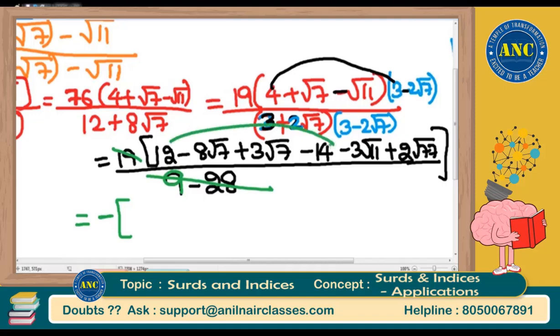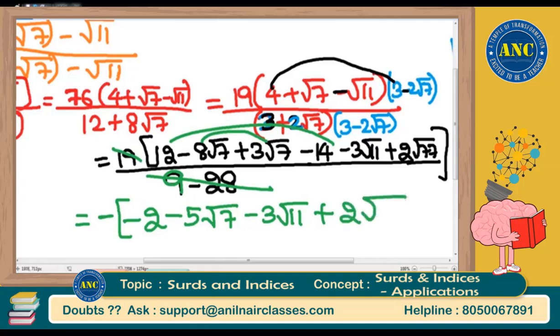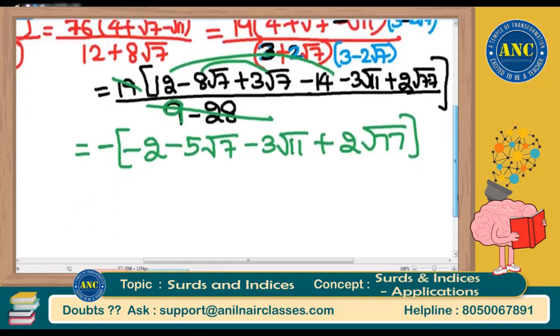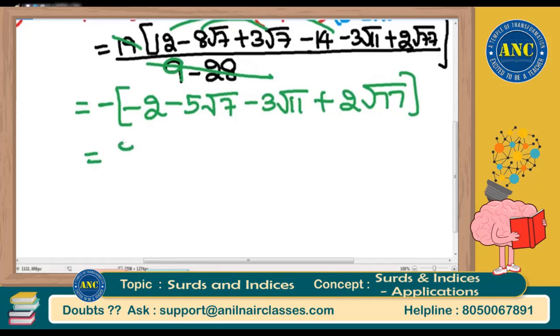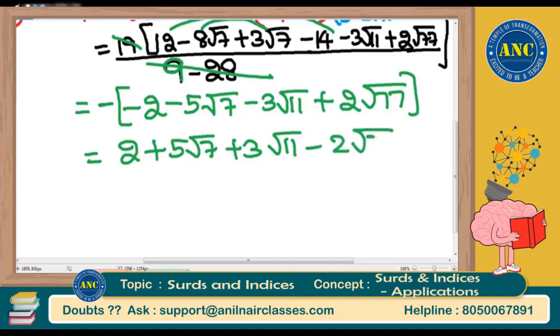12 minus 14 is minus 2. Minus 5 root 7 plus 3 root 7 is minus 5 root 7 plus... sorry, minus 8 root 7 plus 3 root 7 is minus 5 root 7. Next, minus 3 root 11, I will write it as it is. Plus 2 root 77, I will write it as it is. Multiply this minus sign inside. It is 2 plus 5 root 7 plus 3 root 11 minus 2 root 77.